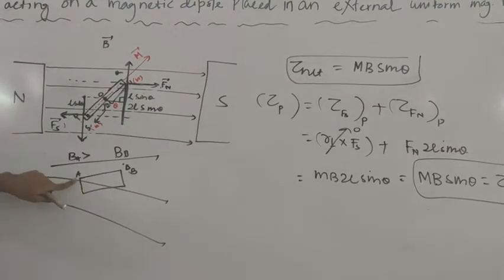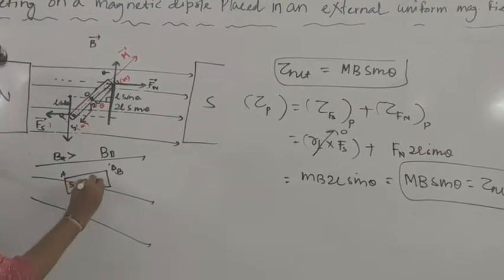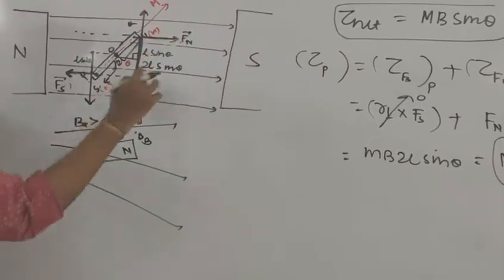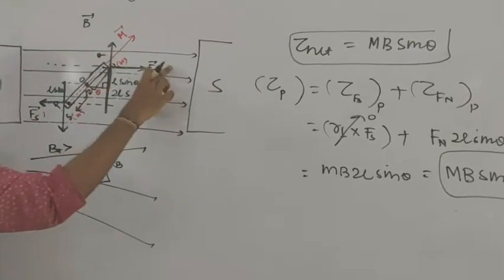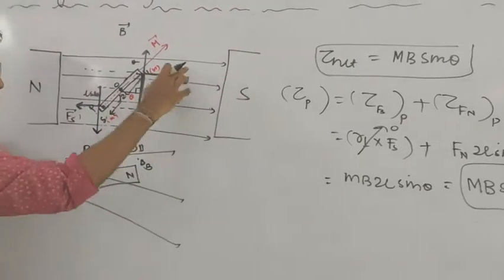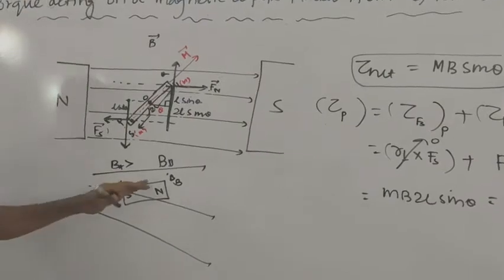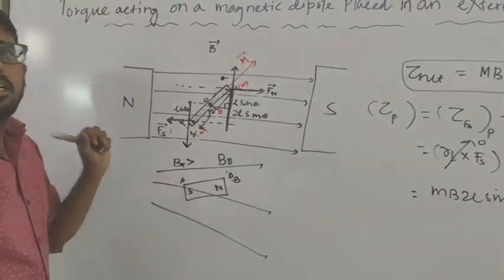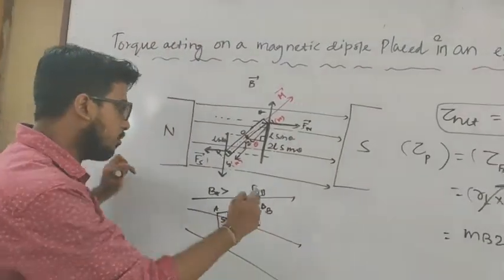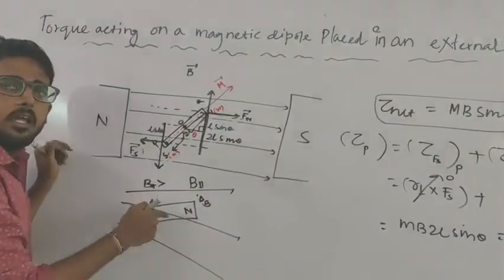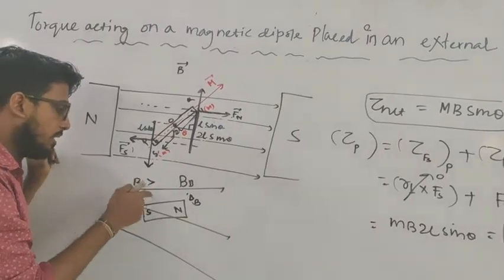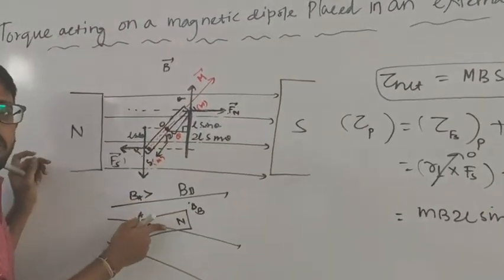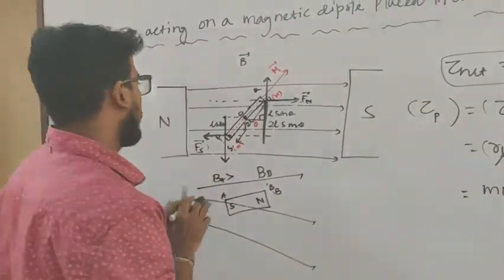So the forces at A and B, where here is the south pole and here is the north pole, have different magnitudes. Due to different magnitudes, the net linear force will never be 0. So there will be a net resultant linear force due to which the dipole will start moving linearly, and due to these two forces there is also angular motion. So in a non-uniform magnetic field, the dipole has both linear and angular motion. Clear? So this is all about torque acting on a dipole.